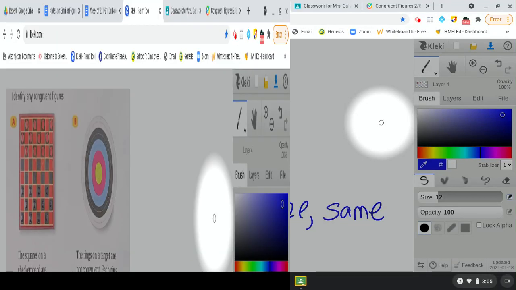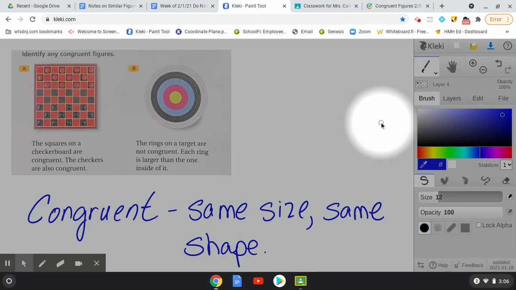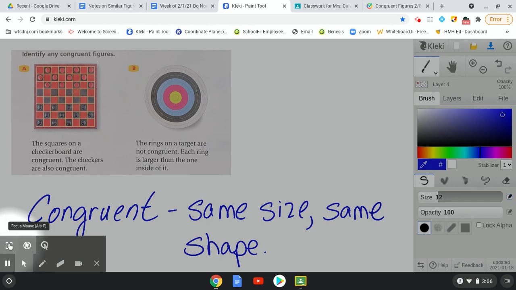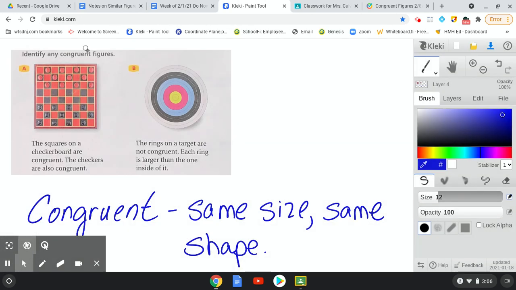Quick review on congruent figures. So we are looking at the definition of congruent, which means same size, same shape. And if you look at the picture that I have here, it says identify any congruent figure.